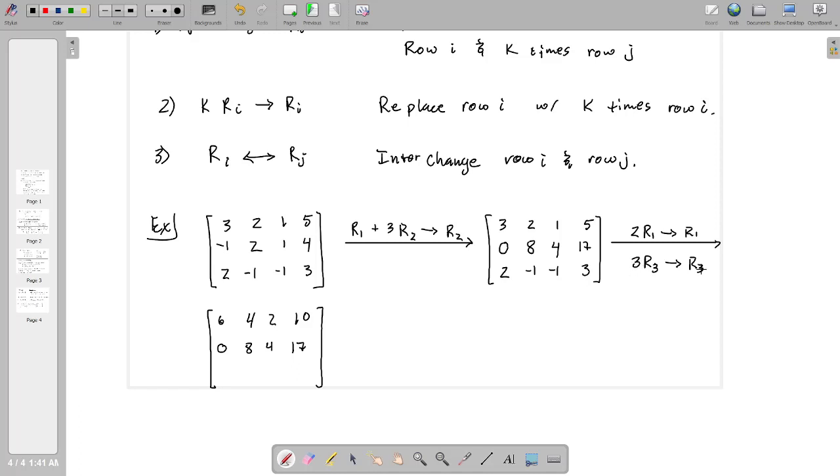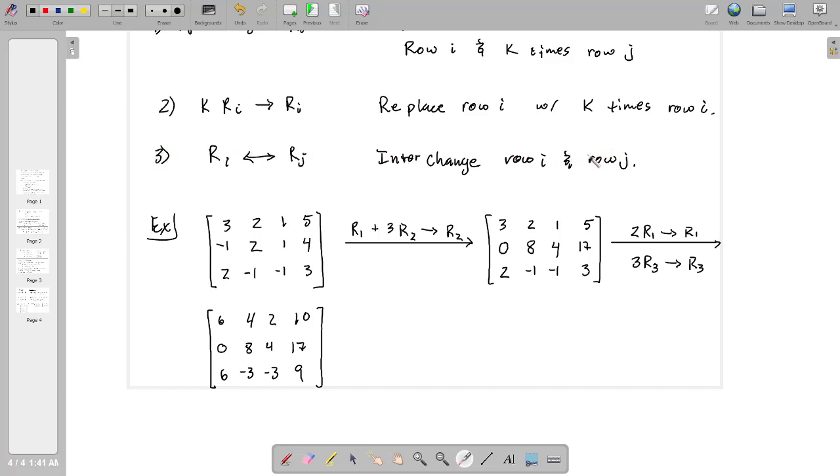3 times row 3, replace row 3, so 3 times 2 is 6. 3 times -1 is -3. 3 times -1 is -3. And 3 times 3 is 9. So notice that I have now a 6 and a 6 here. So if I wanted to, I could subtract row 1 minus row 3 and replace row 3. Now I'm not going to do that because I have plenty of examples to do that with in this section.